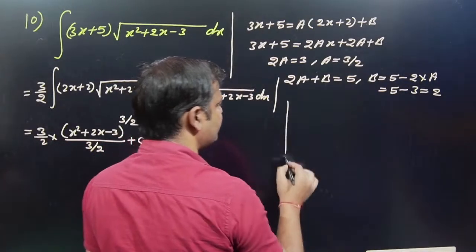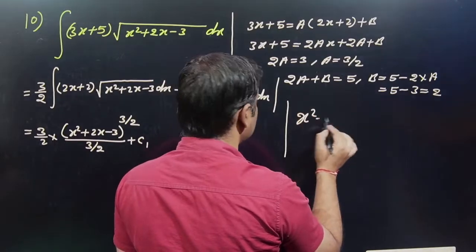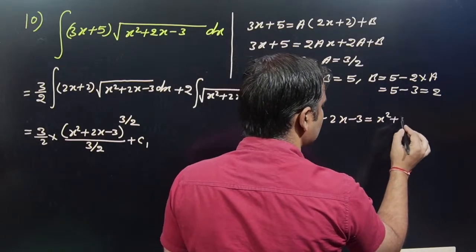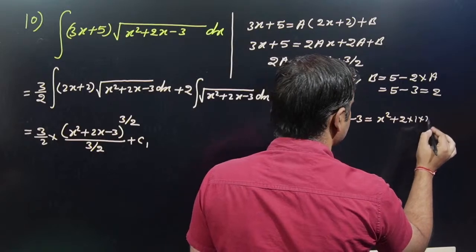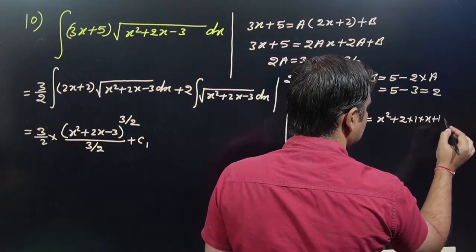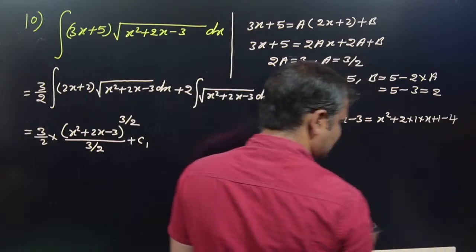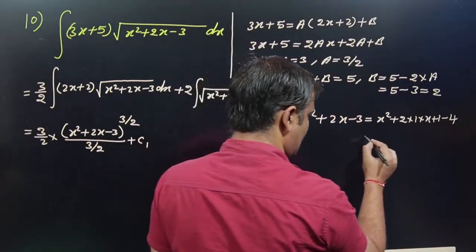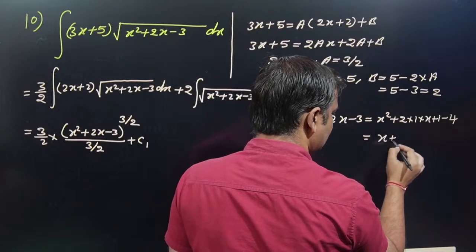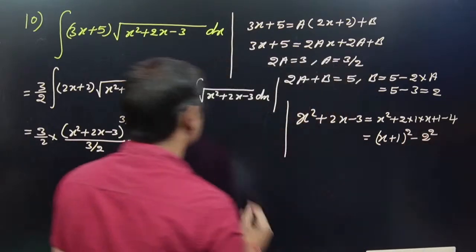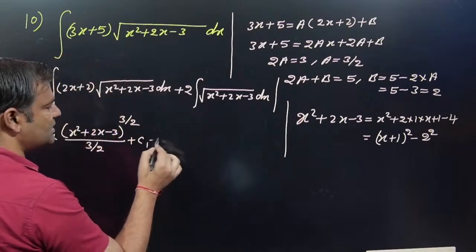Simply look here. x square plus 2x minus 3 is written as x square plus 2 into 1 into x, so 1 adding, 1 subtracting. So basically minus 3 minus 1, that is minus 4. So you can say that it is (x plus 1) to the whole square minus 2 square. So how is that part written?